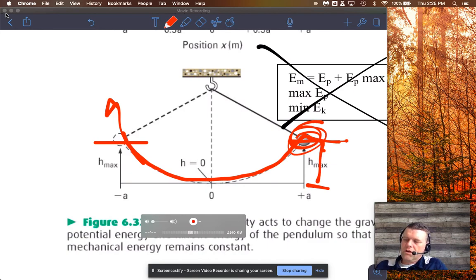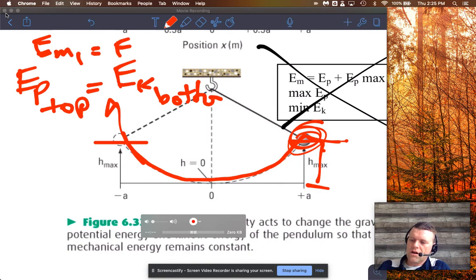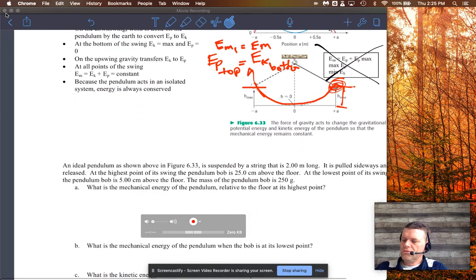And we'll see quickly here how basically what we would say is that the potential energy at the top of the swing would equal the kinetic energy at the bottom. I'm getting that because I'm saying EM1 is equal to EM2. So the total energy at position 1 would have to equal the total energy at the bottom. Sorry, that's just kind of ugly all around. But what it means then is you could actually do these questions as well.